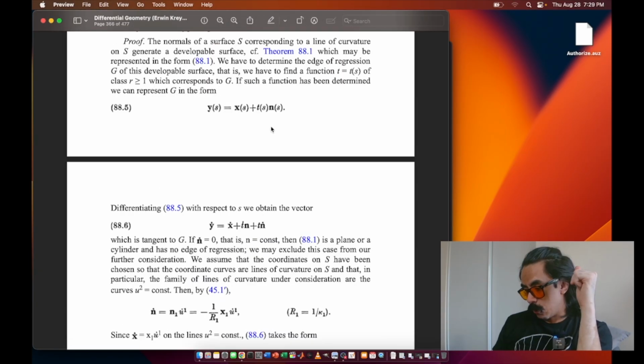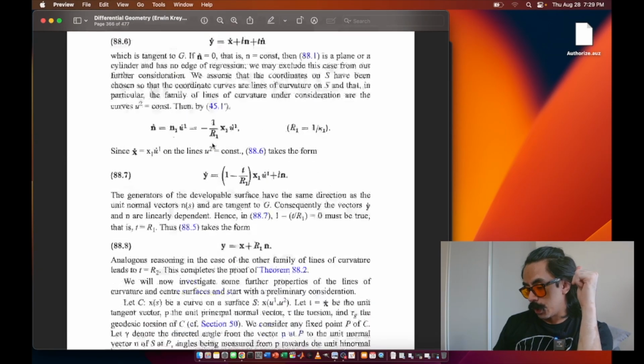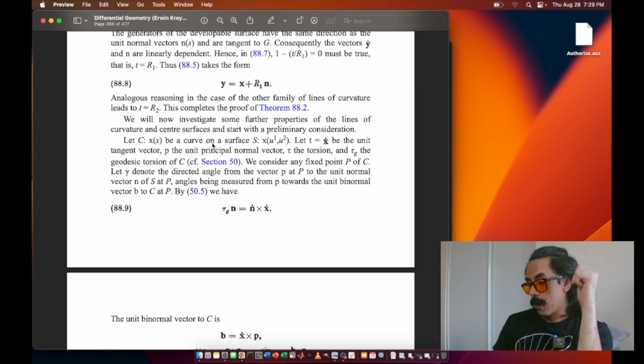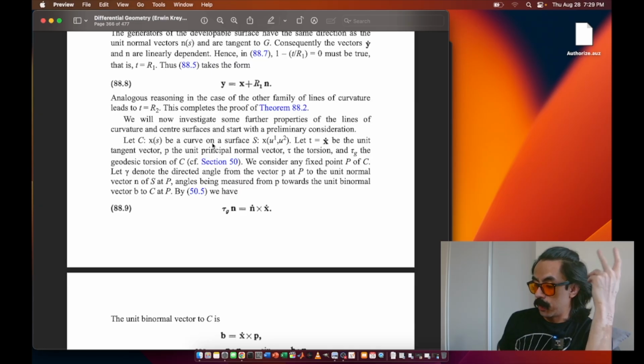Thus, this representation for our edge of regression now takes the form vector y equals vector x plus capital R sub 1 times vector n. Analogous reasoning in the case of the other family of lines of curvature leads to lowercase t equals capital R sub 2. This completes the proof of theorem 88.2.